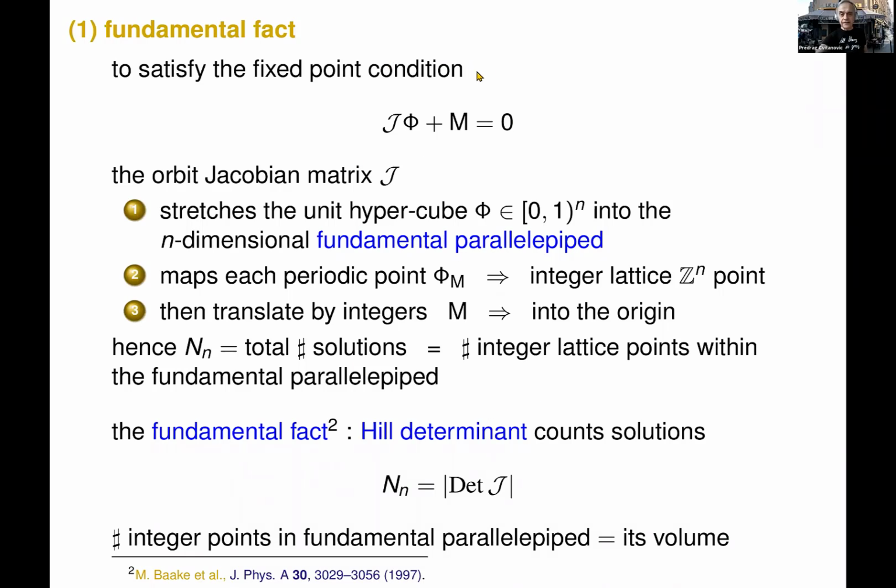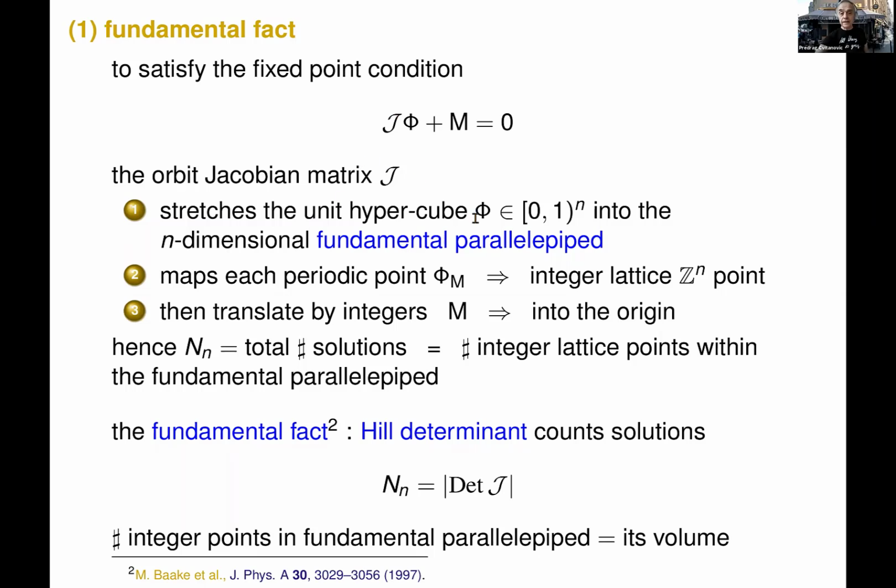To satisfy this condition, I take a set of fields. So this is the lattice fields. I multiply them by my law J, which turns out to be an integer matrix in this particular application. The result has to be an integer because m is an integer. This has to add up to the 0.